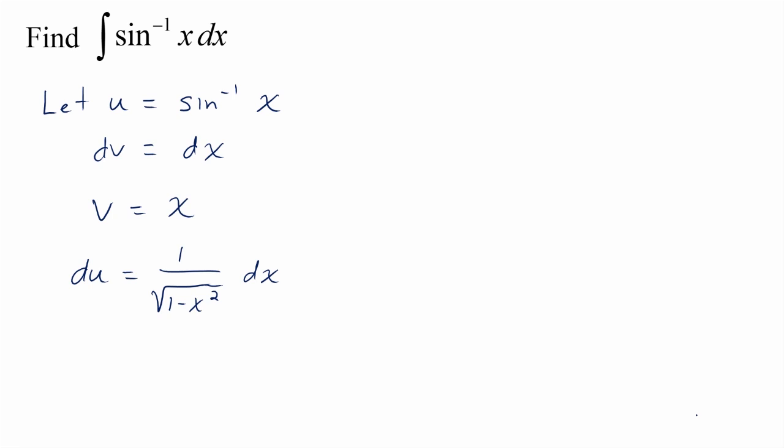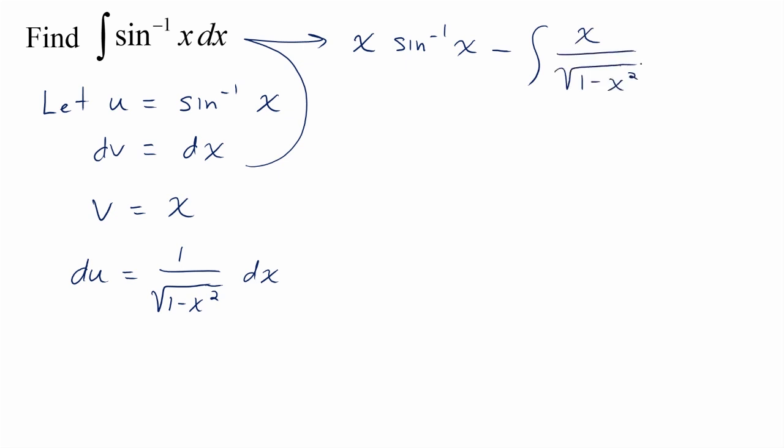So using the LIPET strategy, we'll let u equal the inverse sine of x, dv will equal dx, v equals x, and du is 1 over the square root of 1 minus x squared dx. So now we'll substitute those into the integration by parts formula, and that gives us u times v, or x times inverse sine x, minus the indefinite integral of v du. v du would be x over square root of 1 minus x squared dx.